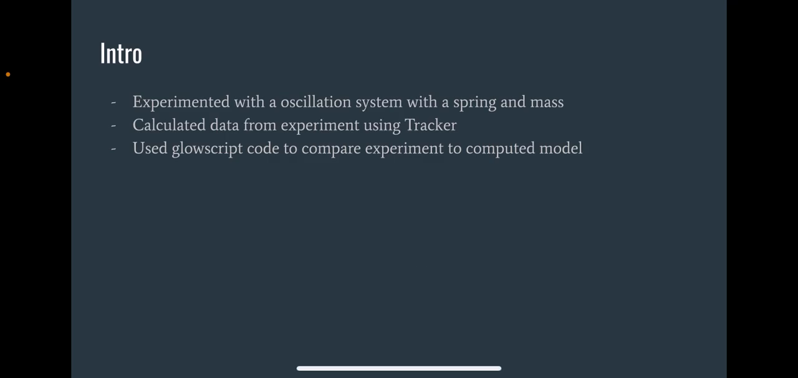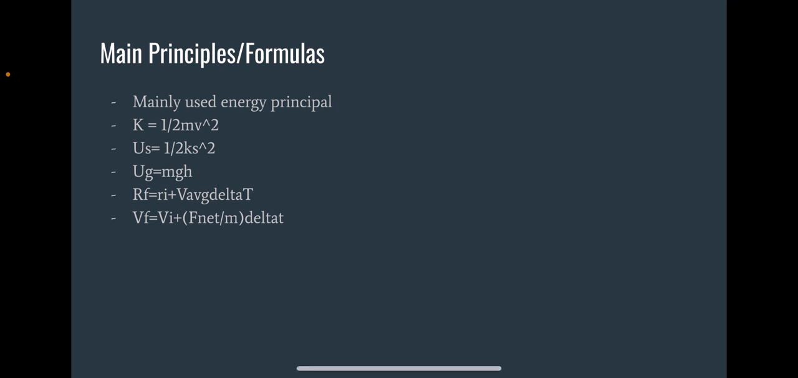In this lab, we connected the experiment with a spring and a mass. We extracted the data using the Tracker app by tracking the motion of the mass as it moves diagonally on a spring, and then we used VPython to simulate the model and compare the two results.